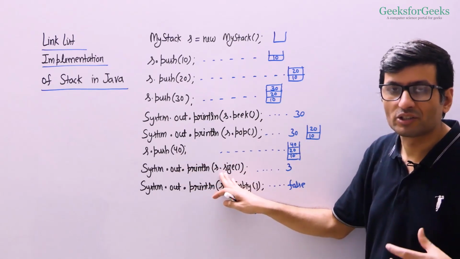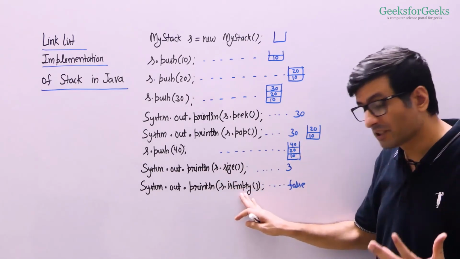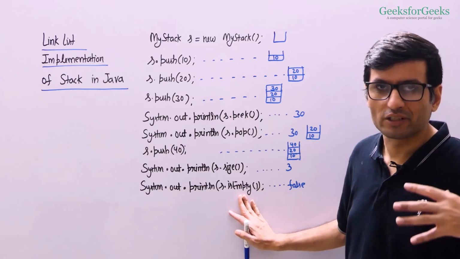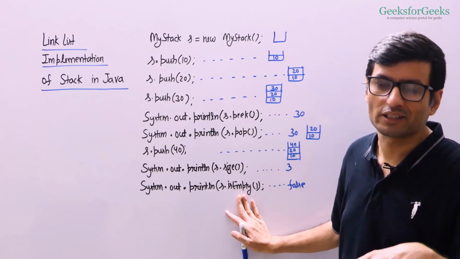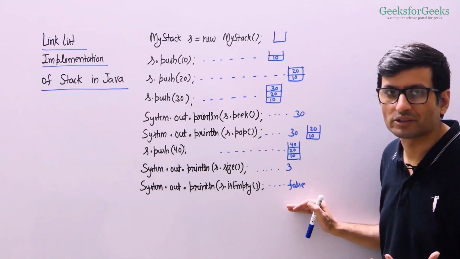Size operation is going to give you how many elements are there in the stack. So you are going to get 3 here. IsEmpty returns a boolean value. It returns true when the stack is empty, otherwise it returns false. In this case the stack is not empty, so we are going to get false.